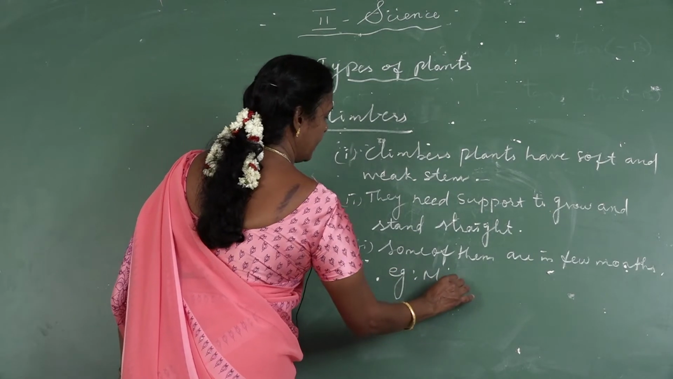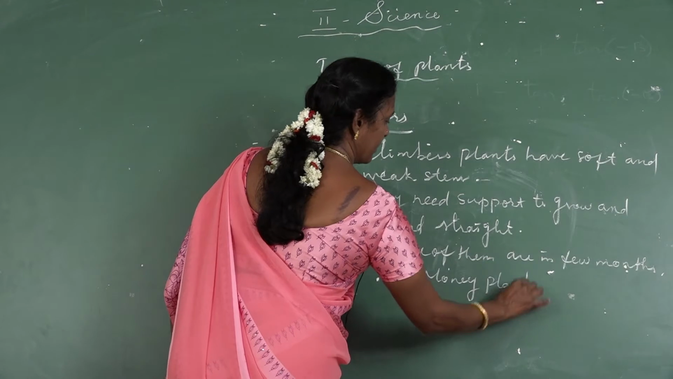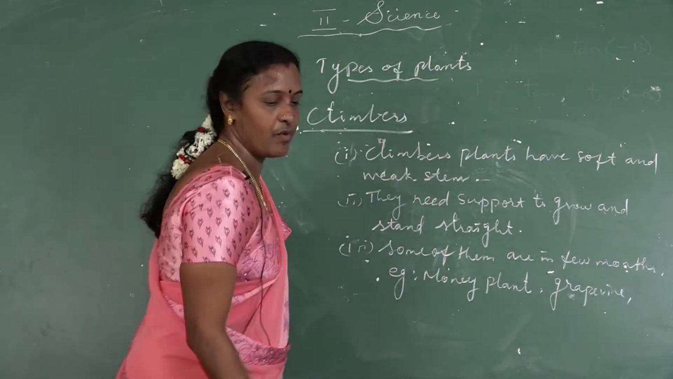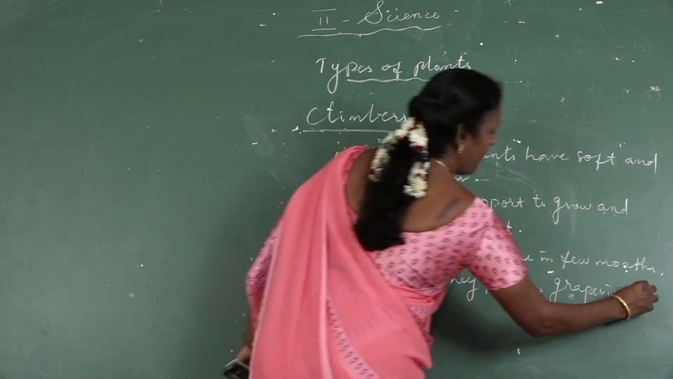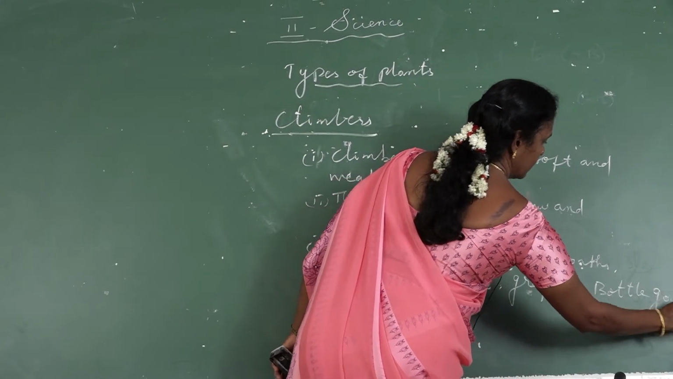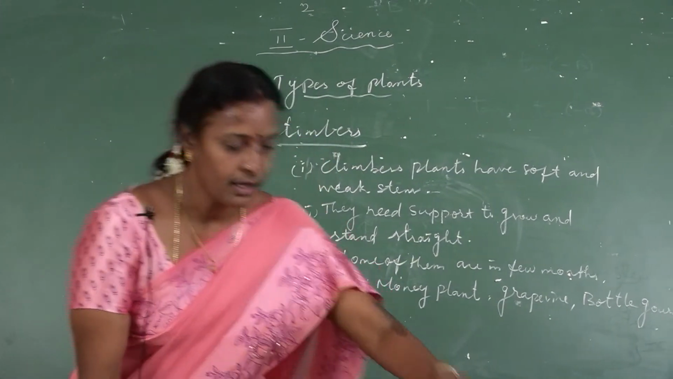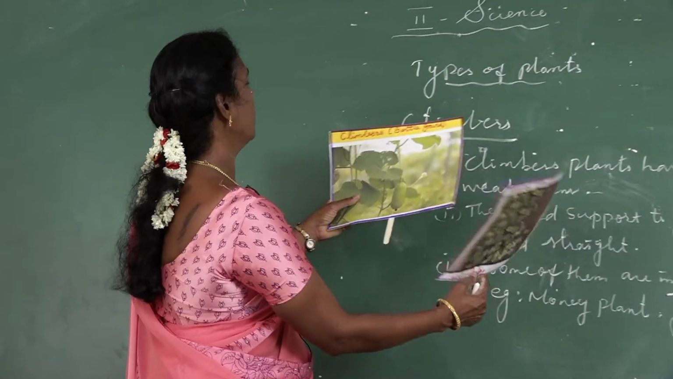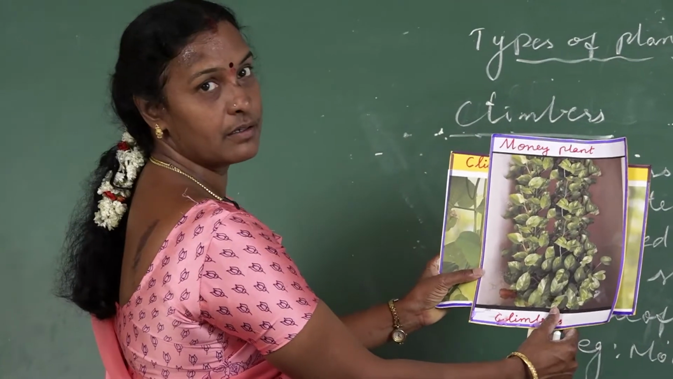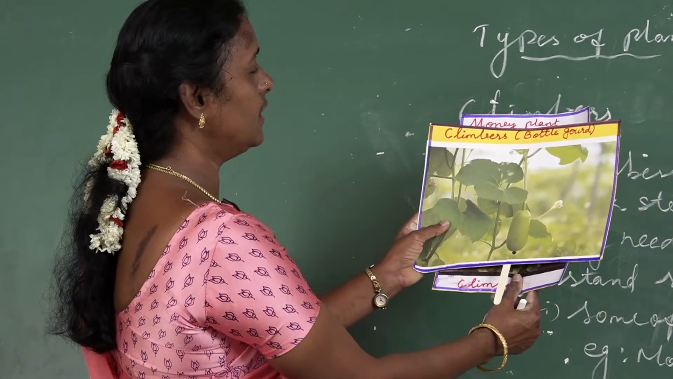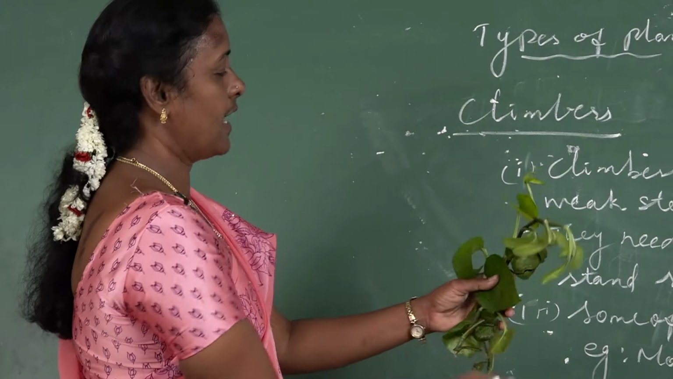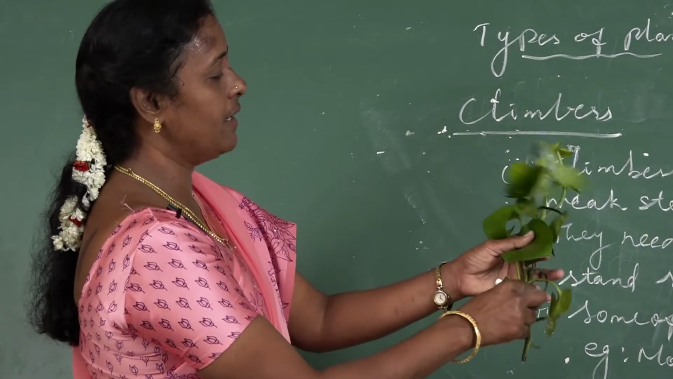Examples: money plant, grapevine, and buttergourd. What is the example of the climbers? Money plant, buttergourd and grapevine. This is a money plant.